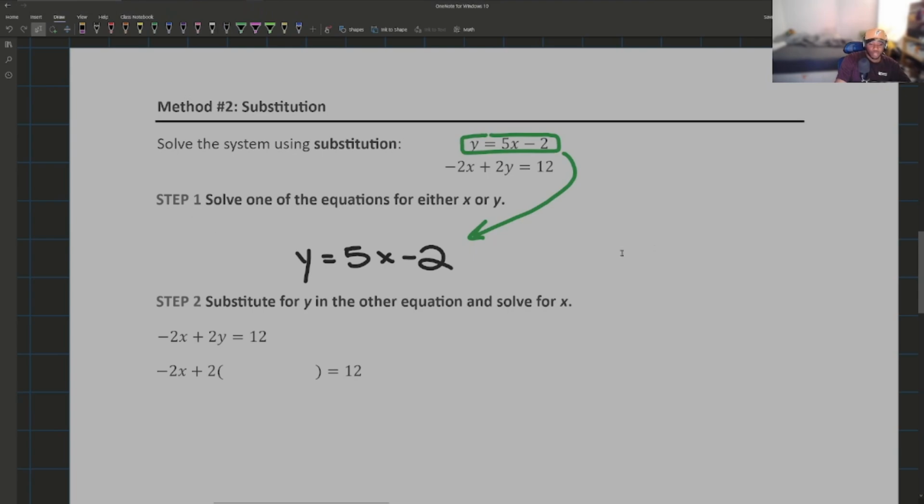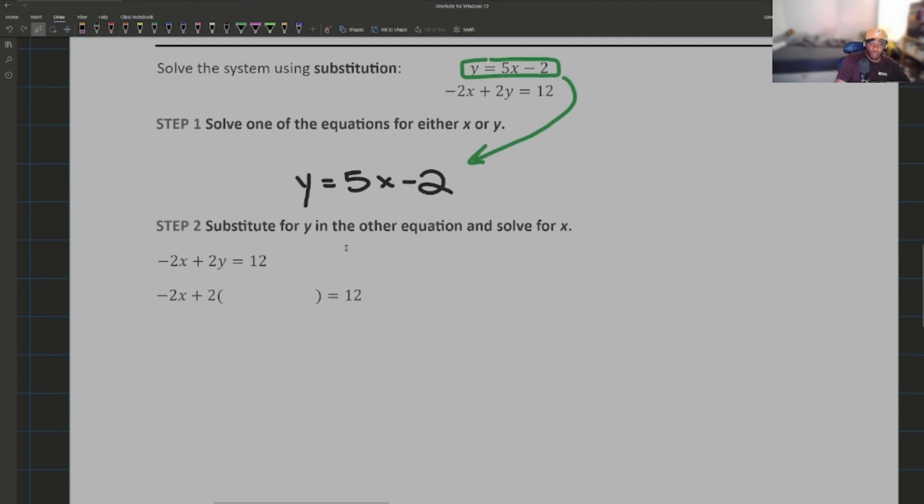All right. Now, step number 2 says that we need to substitute for y in the other equation and solve for x. So because we're given this value of y, because we know it's equal to 5x minus 2, we're going to substitute that in to this equation here. Instead of saying negative 2x plus 2y, we're going to substitute in for y 5x minus 2. Because we know that's what y is equal to, we can go ahead and just substitute it in.